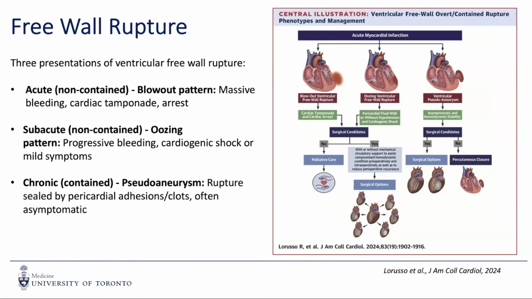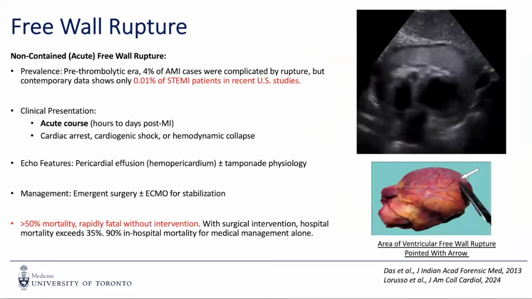Versus the second type, which is a subacute or non-contained pattern. This is also quite catastrophic. Nevertheless, the fact that it's oozing means it's probably a bit slower, and therefore you're able to catch them on echo, but they're still very sick and need immediate management. And the third form, which we just talked about with a pseudoaneurysm, is a form of rupture, but this is more subacute, and it happens more chronically, and it can sometimes even happen up to months post MI.